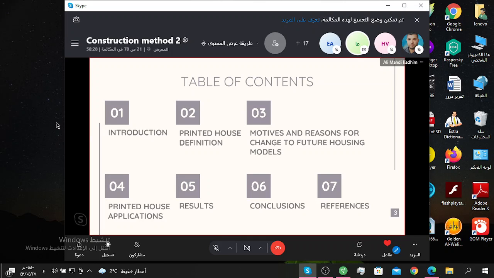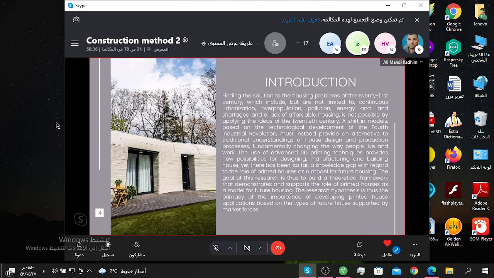Introduction. Finding the solution to the housing problems of the 21st century, which include but are not limited to continuous urbanization, overpopulation, pollution, energy and land shortages, and a lack of affordable housing, is not possible by applying the ideas of the 20th century. A shift in models based on the technological development of the fourth industrial revolution must instead provide an alternative to traditional understandings of house design and production processes, fundamentally changing the way people live and work.